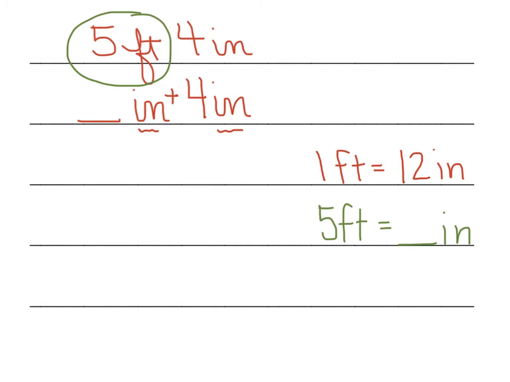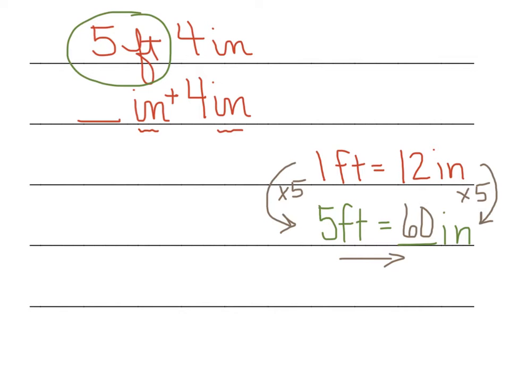Well, you may remember I've said many times that what you do to one side, you do to the other. So in this case, I went from 1 to 5. I can either multiply or divide. Well, this one I multiplied times 5. 1 times 5 is 5. Well, if I multiply times 5 over here, what am I going to do over here? Hopefully you said in your head, multiply it times 5. Well, 12 times 5 is 60.